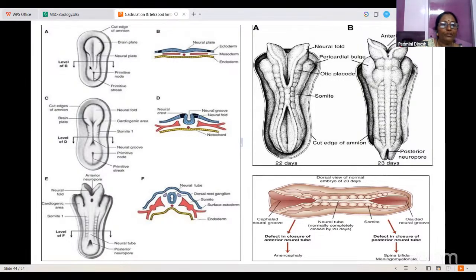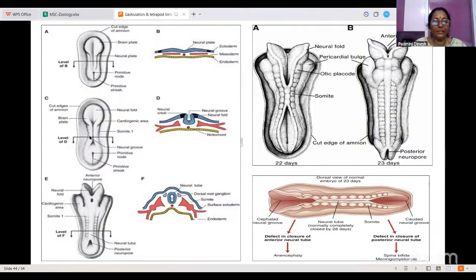And here is a beautiful picture showing how the development is occurring. That's the primitive streak, and the neural plate formation is going to occur. The neural plate is going to bend and then move upwards. As this movement occurs slowly, the neural tube is formed, and the closing occurs from anterior to posterior.